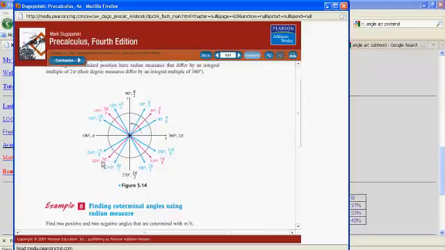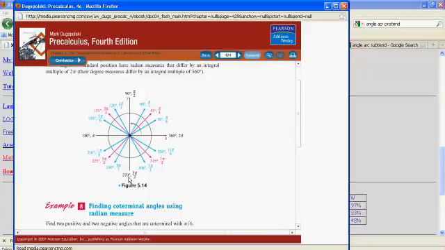Actually, 225 is just 5 times 45 degrees, right? So the corresponding radian measure is 5 times pi over 4, so you get 5 pi over 4. And 240 degrees, 4 pi over 3. This is 4 times 60 degrees, so the corresponding measure is 4 times pi over 3. So you have 4 pi over 3.